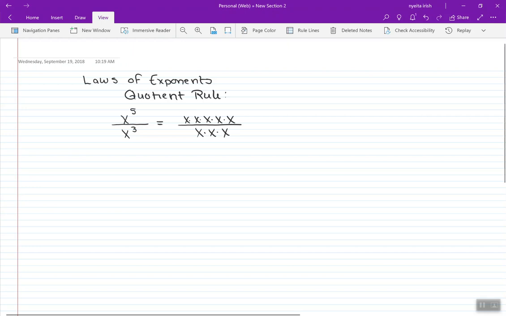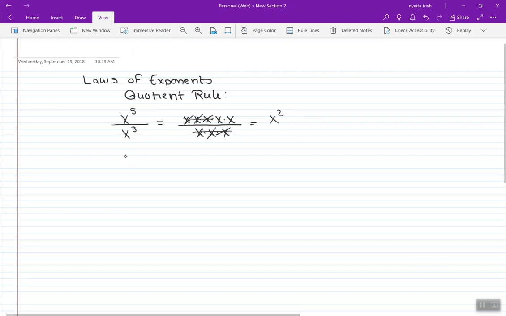And if I cancel, and think about if I cancel a number divided by itself, it cancels out to 1. The same with x's. An x divided by an x will cancel out to 1. An x divided by an x will cancel out to another 1. And I have one more here that I can do. All 3 of these x's on the bottom canceled out with 3 x's on the top, leaving me with x times x, or x squared on top. So you can think of it as subtracting, really, whereas multiplying like bases, we added. When we divide, we subtract.